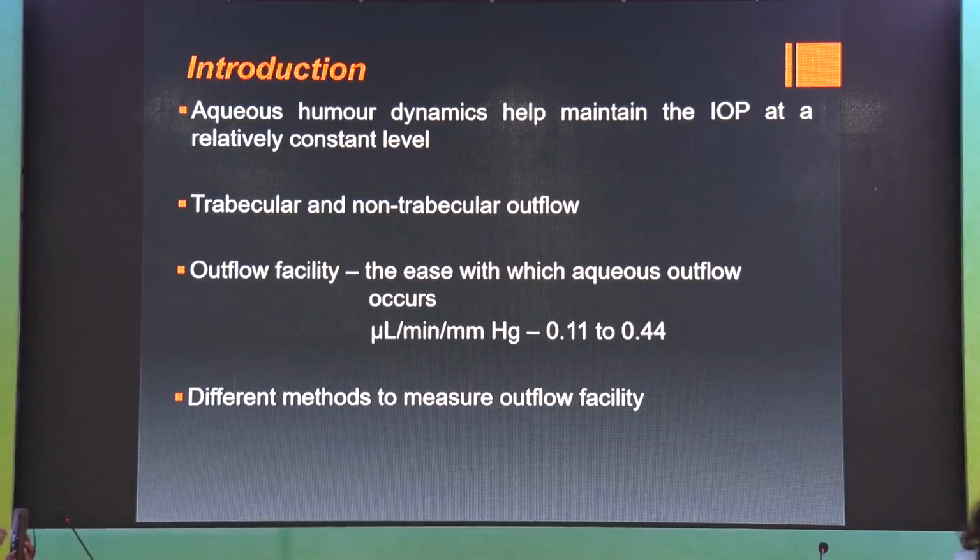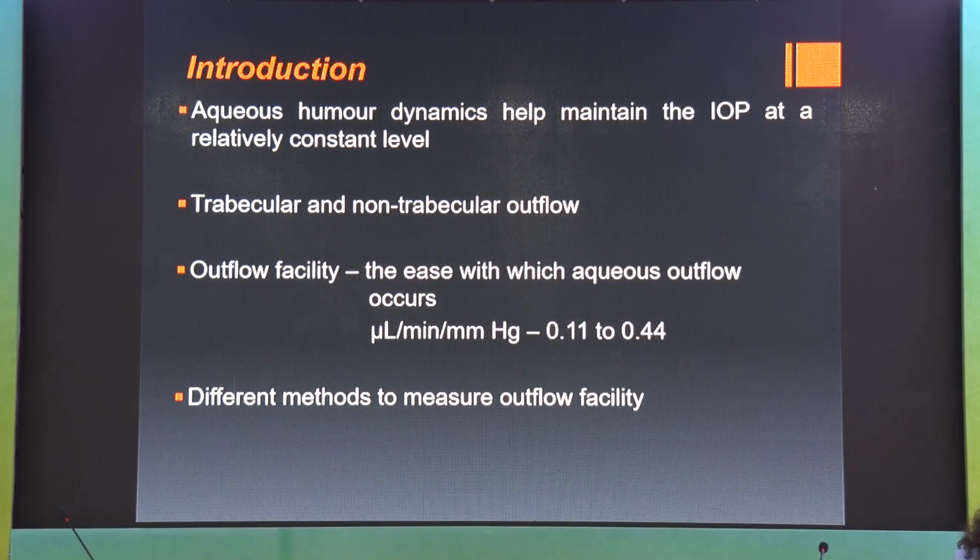What is aqueous humor outflow facility? Simply put, it is the ease with which the aqueous outflow occurs from the eye. We know that the dynamics of the aqueous humor are the ones that maintain the IOP at a steady state, and it is measured in microliter per minute per millimeter of mercury. Different methods are there to measure the outflow facility. All of them have their own advantages and their inherent weakness and may not be reproducible at all times.